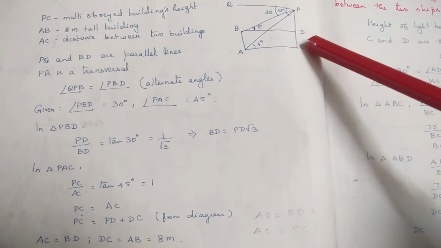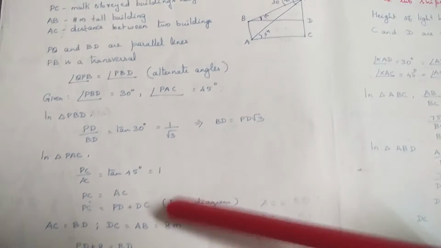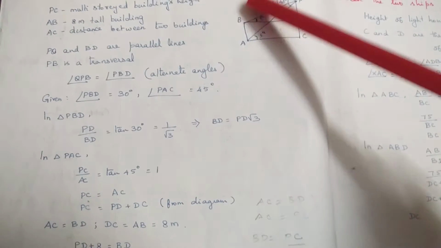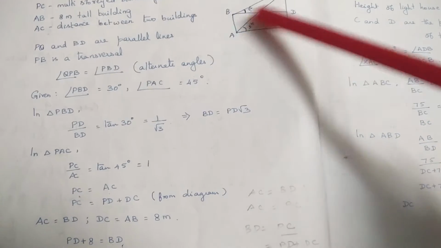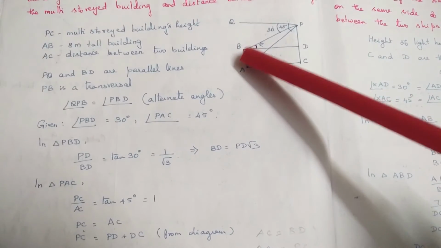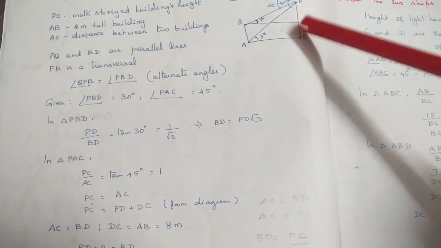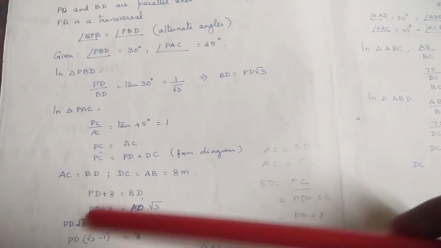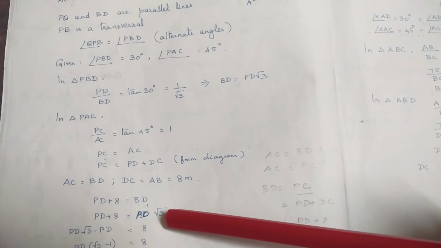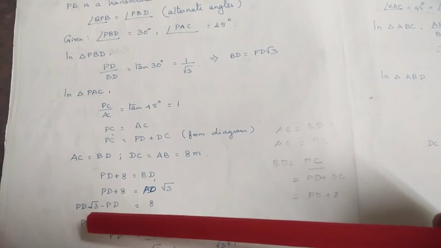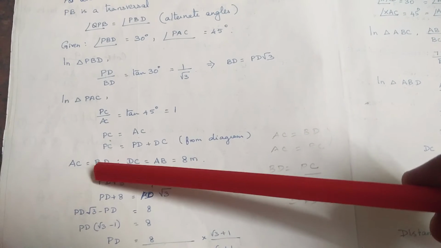So how to write that PC? PD plus DC, that you wrote. And then you already noted that AC and BD are equal, and similarly AB and DC are equal. The AB tall building height is given as 8 meters. So the same 8 meters is DC. So you have to substitute that. PD plus 8 equals BD. Therefore, PD plus 8 equals BD root 3. Okay, BD there, you are writing 1 by root 3, so BD root 3 means AC equals BD, they wrote, isn't it.